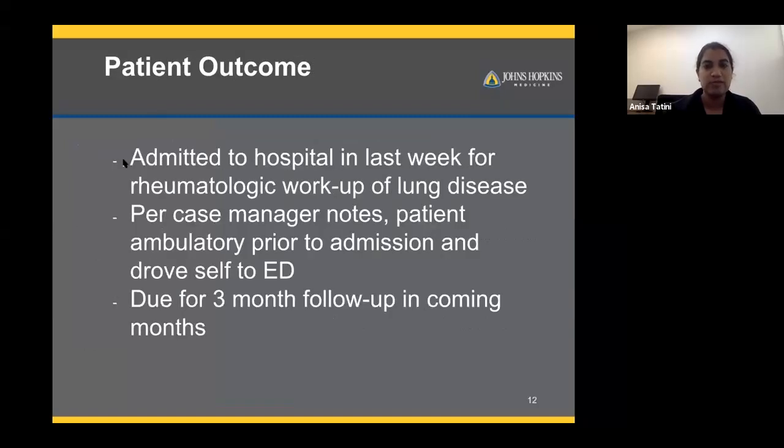All right, and in terms of patient outcome, I'm sure you guys are all wondering about this. I was too. I recently looked in her chart. She was actually admitted in the last week to an outside hospital for a rheumatologic workup for her lung disease. She was there for about 3 or 4 days. She was not seen by PT or OT during her time there. I reviewed as many notes as I could, and I came across a case manager note that said the patient was ambulatory prior to admission and that she was able to drive herself to the ED. She is due for her follow-up in about a month, so I'll have more information from there. So from this point, I'm going to turn it over to Ryan to talk more.